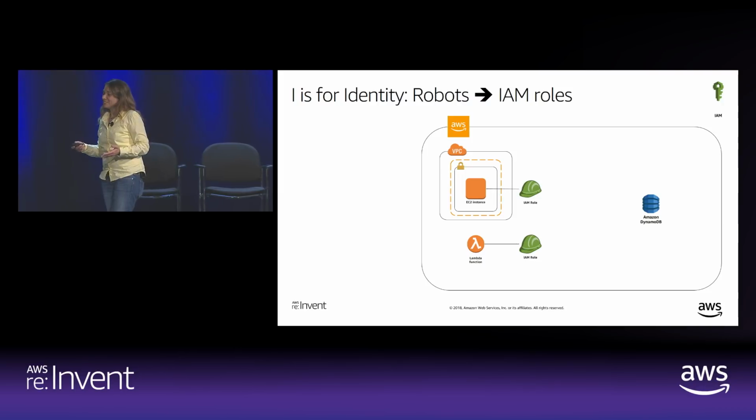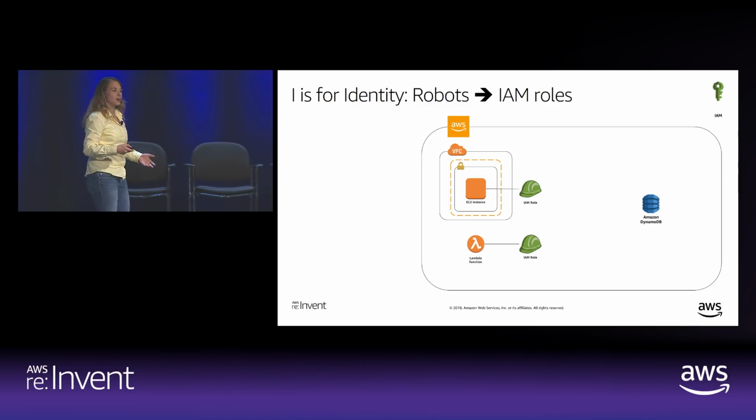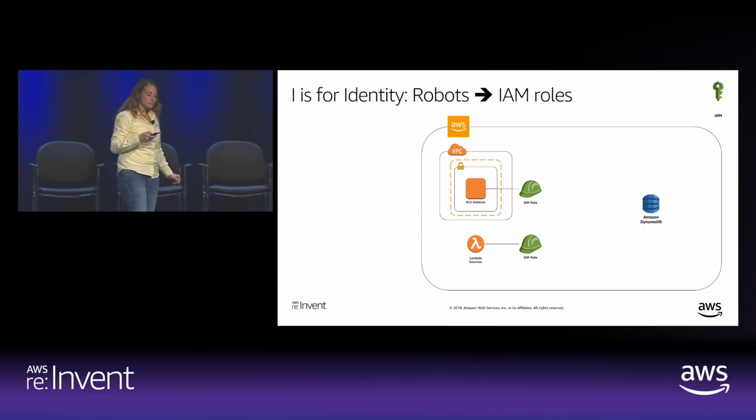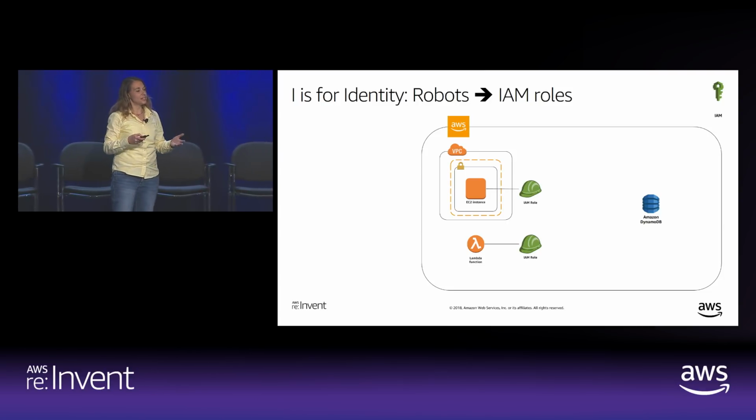Well, the other kind of identity you can have in AWS is a robot. And by that I mean an application, an automated process, something that isn't a human user clicking around the console or making API calls in the CLI. For those, the identity that we use is called an IAM role.